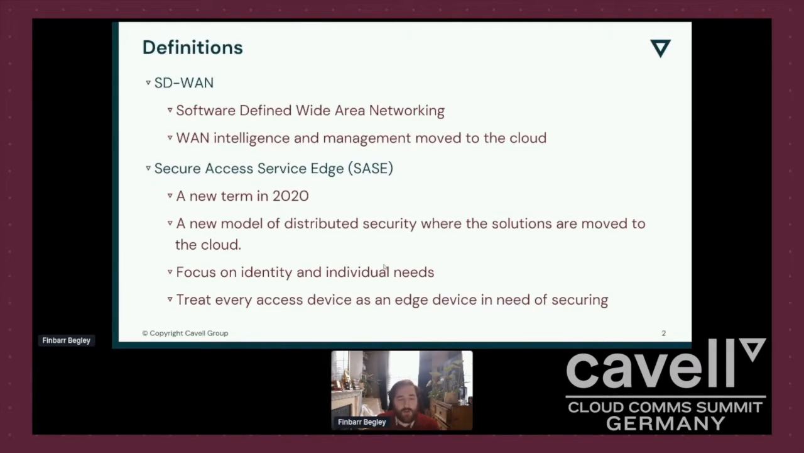And SASE aims to be aware of that and treat every access device as an edge device that's in need of securing and figure out the best plan for securing that edge device. So those are two terms you're probably going to hear me talk about a bit, just because they're relevant in terms of the broader industry.